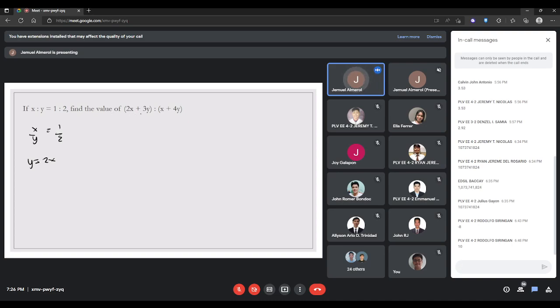So let's substitute here. So 2x plus 3y over x plus 4y. I think I'm dyslexic already. x plus 4y. So 2x plus 3 times 2x all over x plus 4 times 2x. So 2 plus 6 is 8x over 1 plus 8, 9x. Therefore, we have 8 over 9.